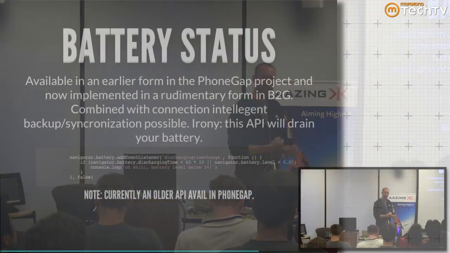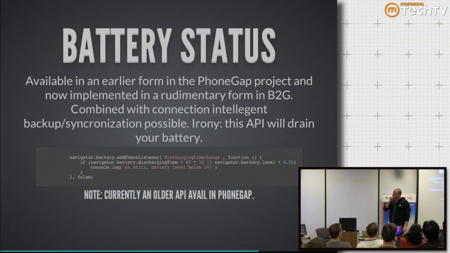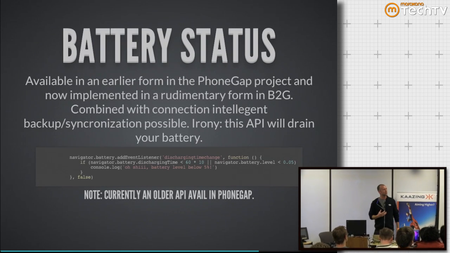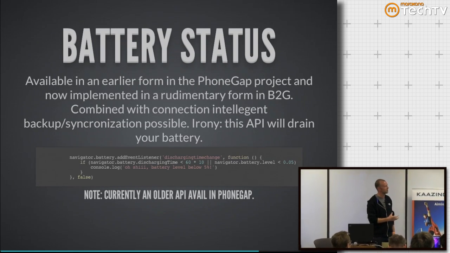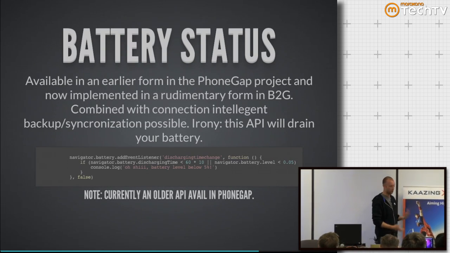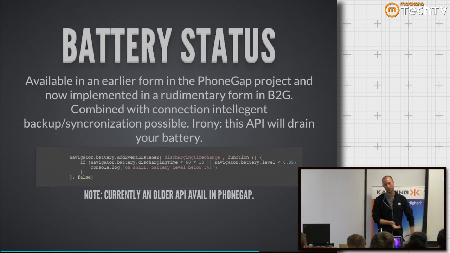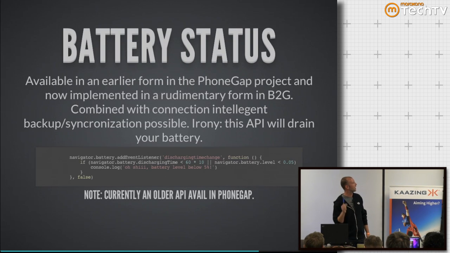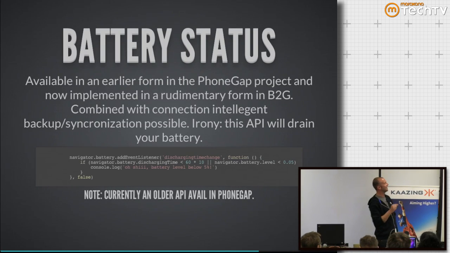Another one, and I love this story because this one's awesome. Battery API. It's sort of interesting to think about having the ability to know if a phone's about to die. We can do a whole bunch of stuff. We can back up data. We can prompt the user and say, hey, listen, you're about to go offline. Do this important thing that will save the world. The only problem with the battery API is it drains the battery like crazy.